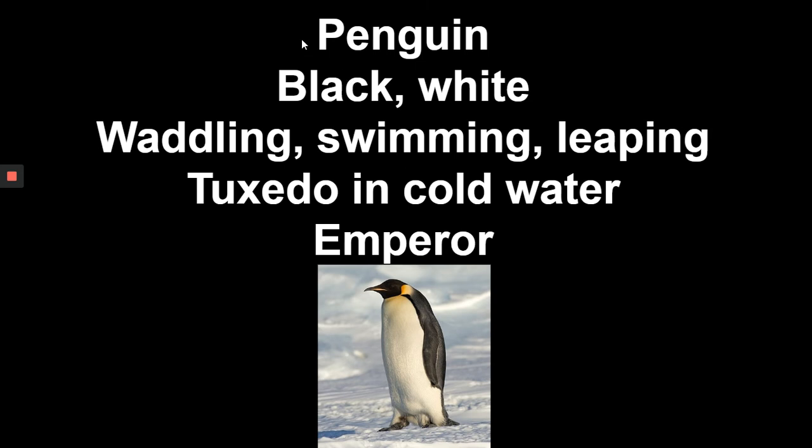All right, again, so line number 1, penguin. That is the subject of our poem. Number 2, black and white. Those are our 2 adjectives that help to describe penguin. Now, number 3, we have waddling, swimming, leaping. These are 3 verbs or action words that also help to describe penguin.